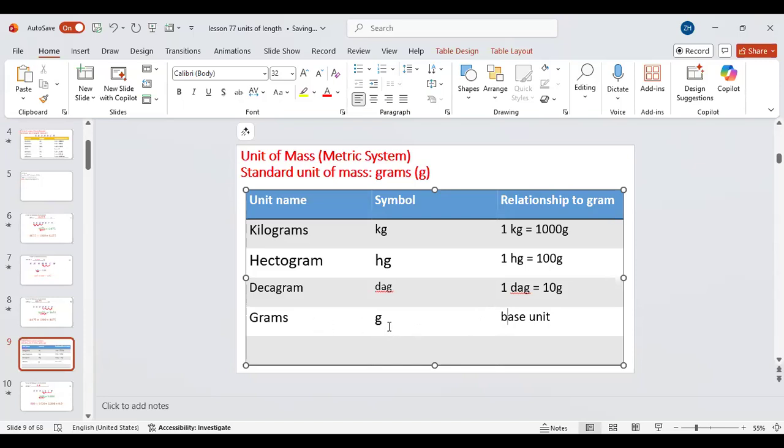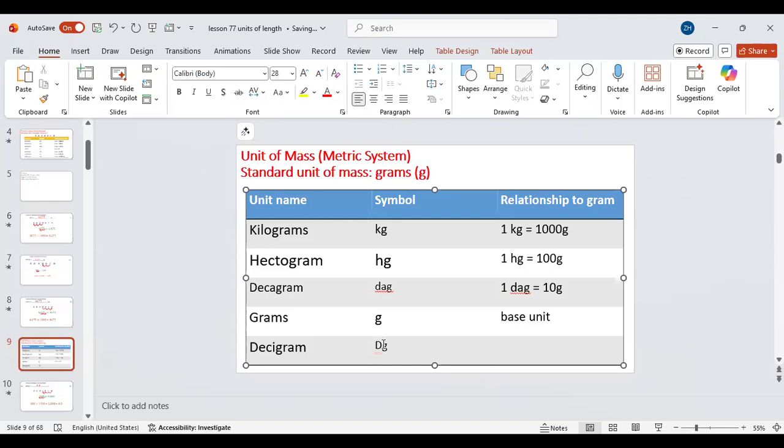So we have grams is g, the base unit. Then we have what? The centigram? You're close. Decigrams. Very good. How can you be top G and not know decigram? So what is the unit for decigram? DG. Very good.